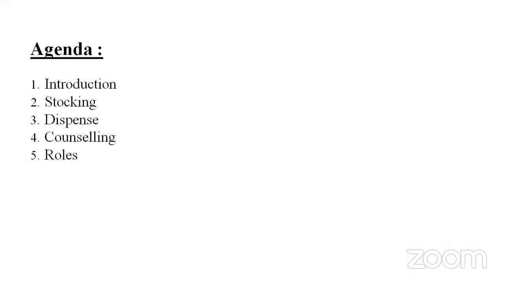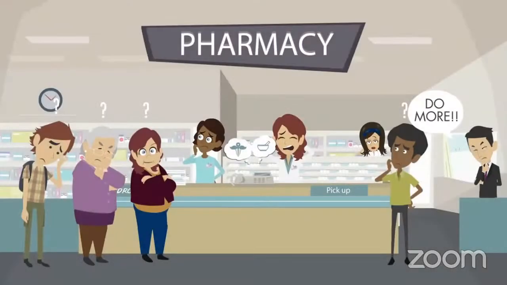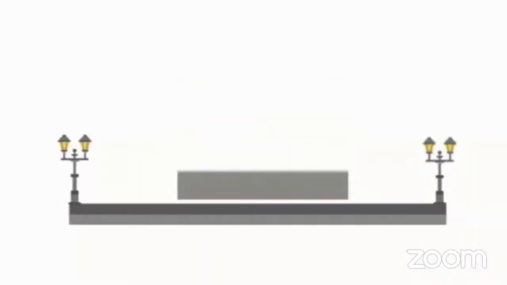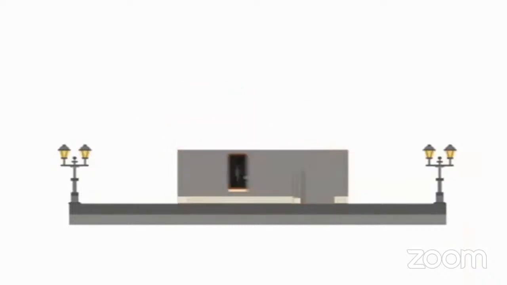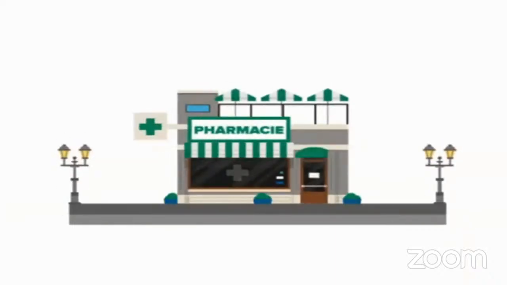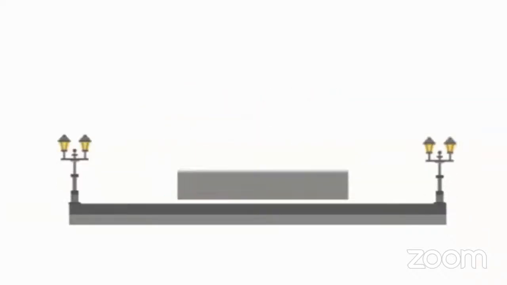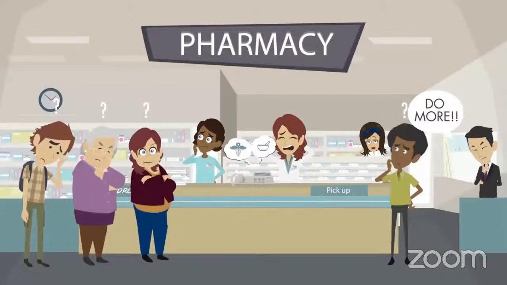This is my agenda, the contents I'm going to talk on: introduction, talking, dispensing, counseling, and the rules. Let's start with what a community pharmacy is and on what basis it works. Traditionally, a pharmacist's role has centered on the procurement and safe distribution of medication. In recent years, pharmacists have seen an expanded role to include a portfolio of clinical service offerings like medication reviews and clinical adaptations.